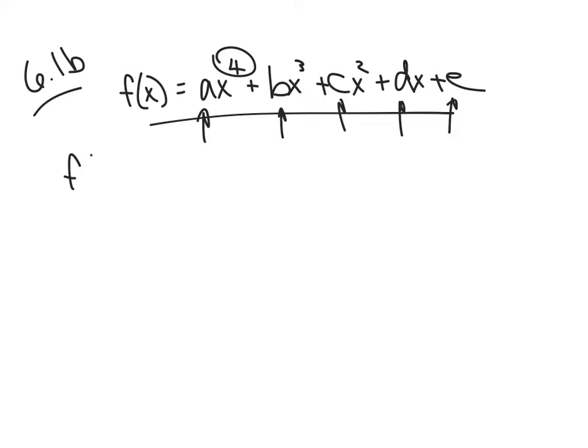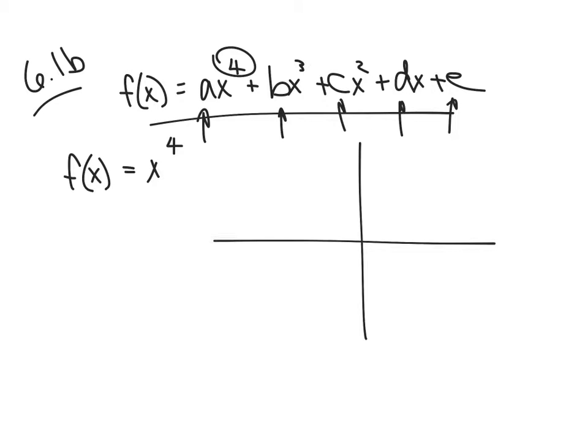When f of x just equals x to the fourth, we get a function that pretty much just looks like a parabola, but it's flat on the bottom and then comes up. And then when we start adding or subtracting things, it starts doing things like maybe going up like this and just doing wonky stuff.